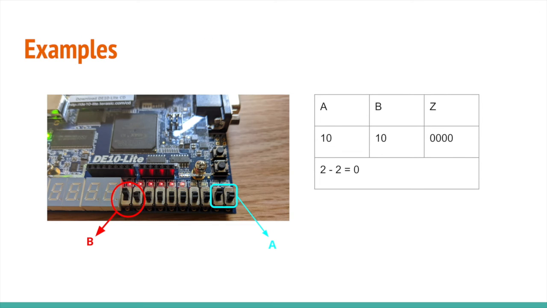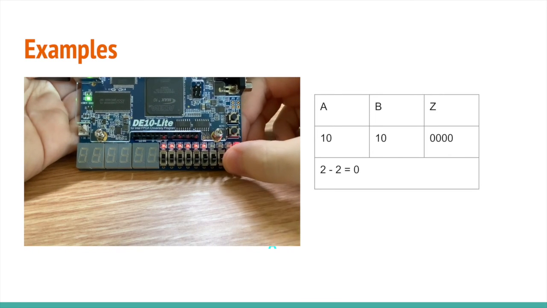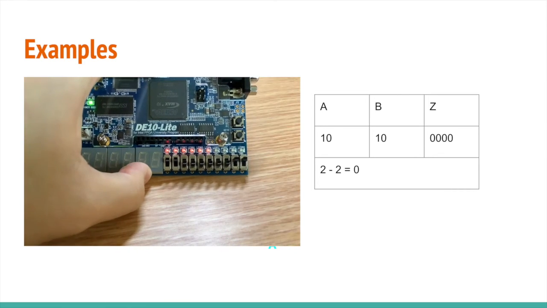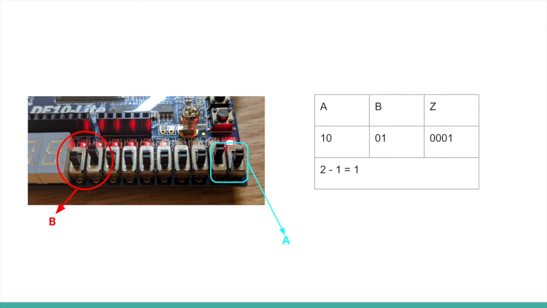We can verify the result of subtraction with an FPGA board. In this case, we have two 2-digit inputs and one 4-digit output. The value of our A is 10, and the value of our B is 10, which is 2 minus 2, and our result is 0. And we can see on the board no light is on. Our value is 0.